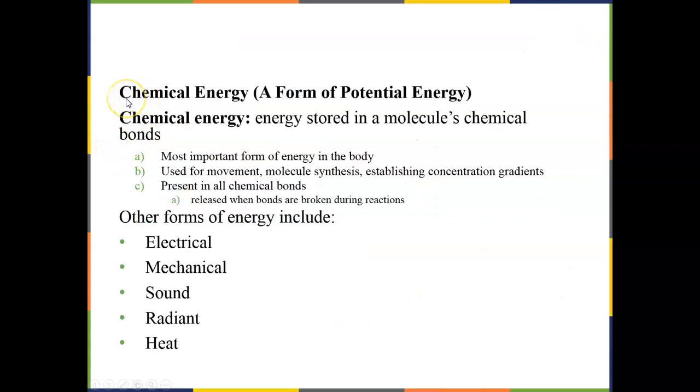So the most common form of energy that our body uses is called chemical energy. This is a potential energy, and it's the energy found within the bonds of molecules. So when you have those covalent and ionic bonds, it's that energy present within those bonds. And when we release the energy from those bonds, then we can use that energy.